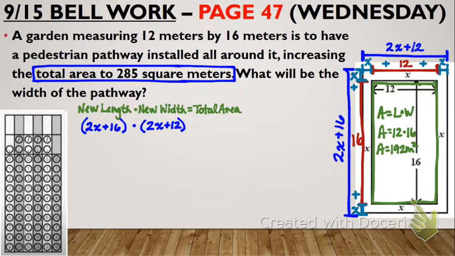So I've got my new length, I've got my new width. Do we know what the total area is going to come out to be? Did they give me that information? 285. So I have that. Wanting to know the width of this sidewalk, the width of the pathway, we're using x to represent that, right? So if I solve this for x, I will be able to find the width of the pathway.